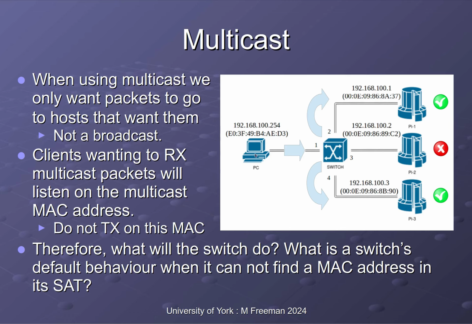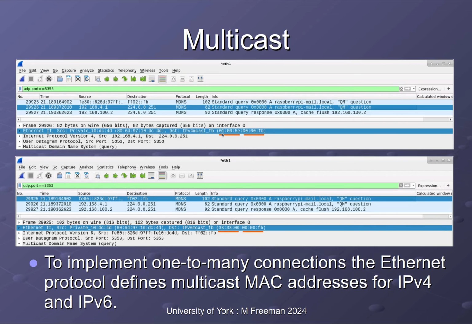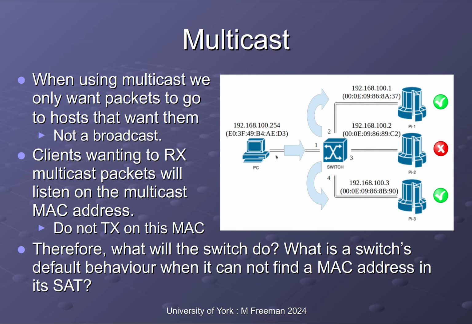So when the PC transmits this video stream onto the network, it will use the MAC address as we previously described. So it will use a MAC address 01005E123. And that MAC address will be sent to the switch. The switch obviously doesn't know where that should go. It hasn't got a record of that MAC address in its SAT table because this is a multicast destination address, not a source address. Remember, the SAT table is loaded with source MAC addresses, not destination MAC addresses.